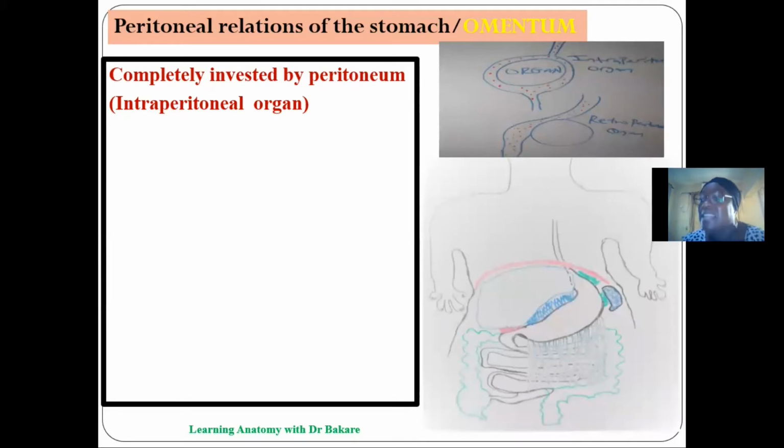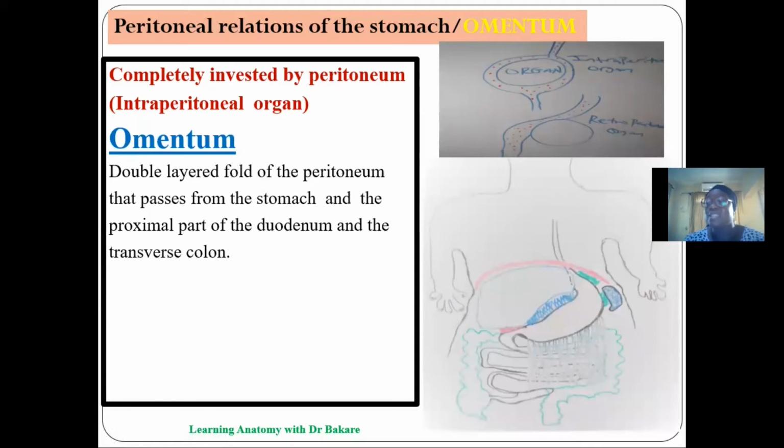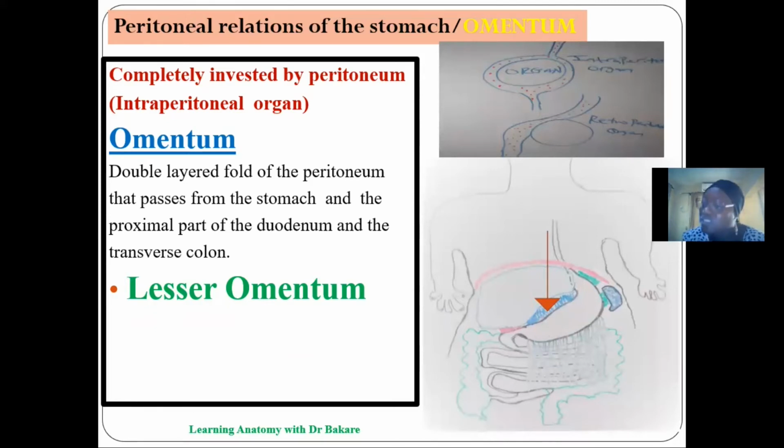So for the stomach to be intraperitoneal, it means it's going to have an extension of its mesentery, and this leads us to the formation of the omentum. The omentum is a double layer of peritoneum seen in the stomach, and this is the kind of presentation that we have at one end and also at the other end. We have two major types of omentum. We have the lesser omentum. From the name, it means the omentum related to the lesser curvature of the stomach. Then we have the greater omentum, and of course, the greater omentum is related to the greater curvature of the stomach.